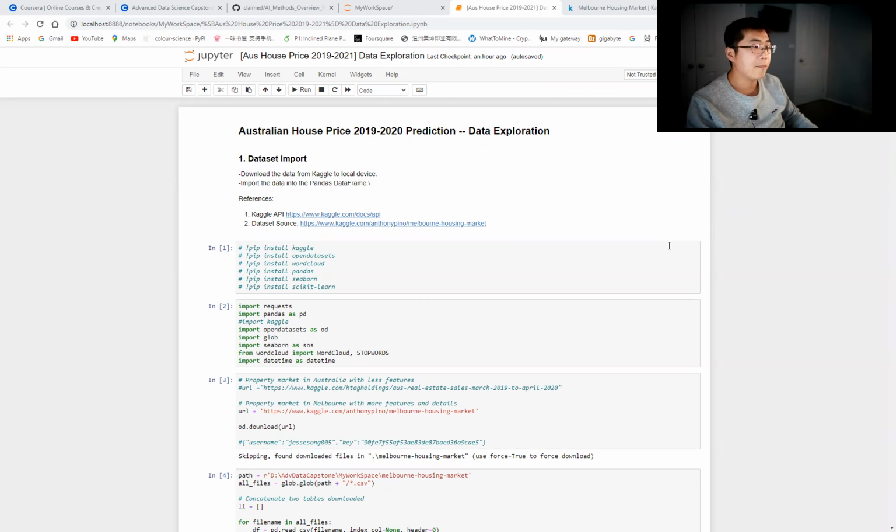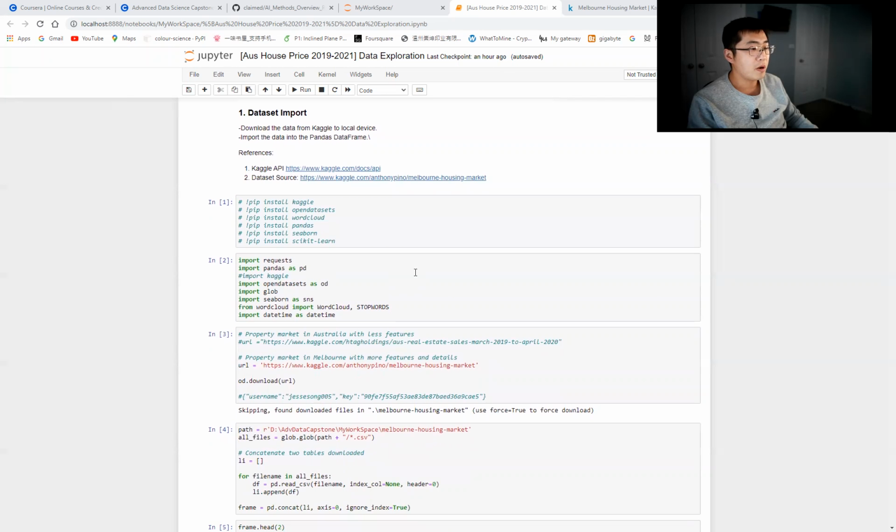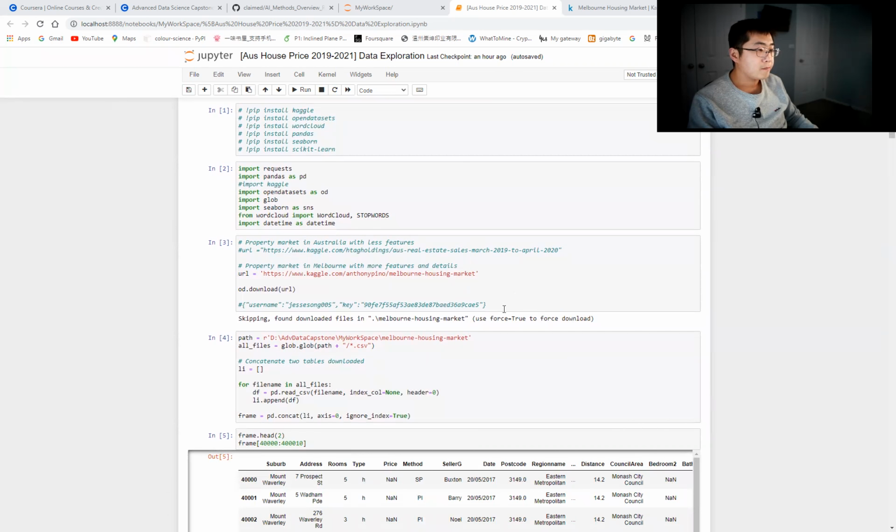Here, in the first step, we find the data set source from the Kaggle website. According to their API link reference, we were able to download the library, import the library, and download the dataset from this link you see here. And of course, we need to register for an account for the data download.